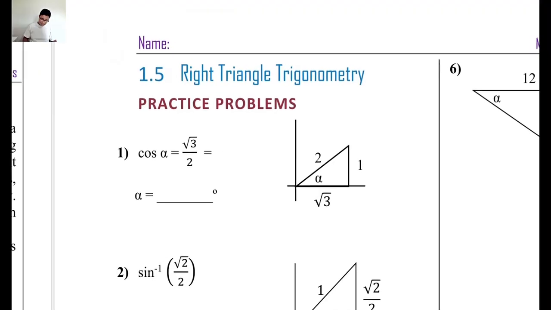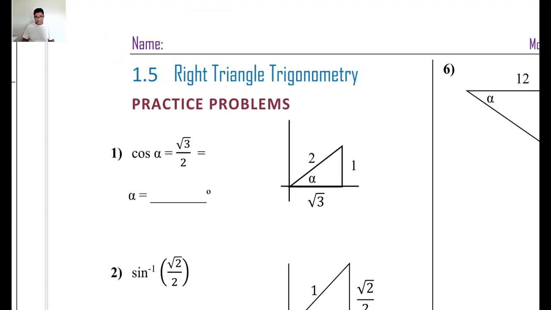Okay, let me begin here. So this is all just practice problems. Okay, there is no theory here. We are solving the right triangle. Okay, so say you have that triangle whose sides are 1 and square root of 3 as the legs, and the hypotenuse is 2.